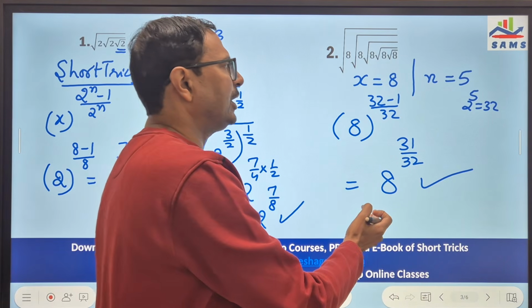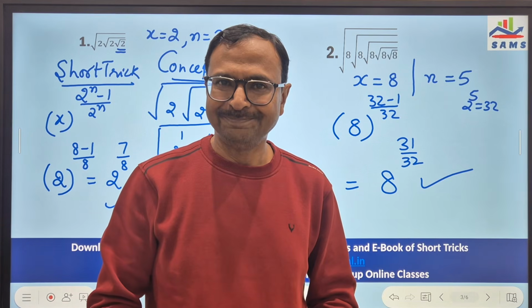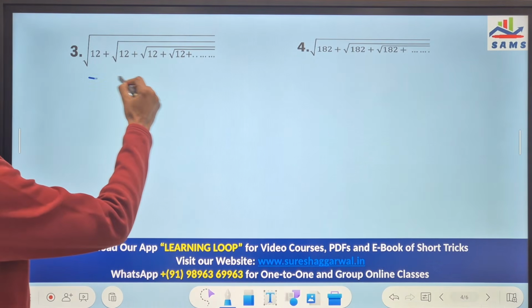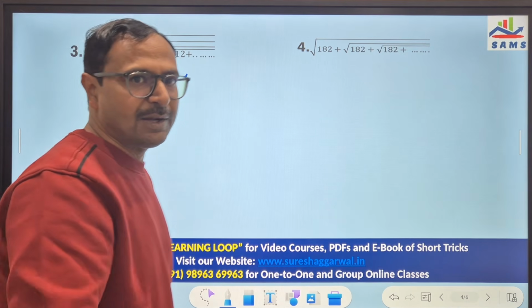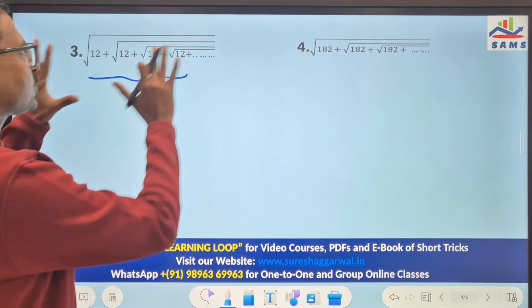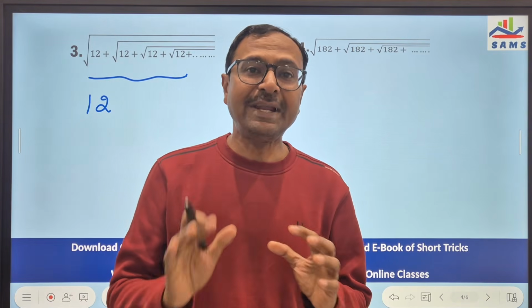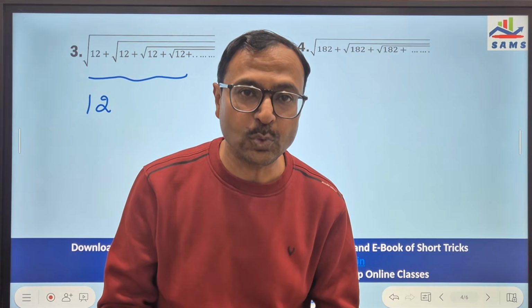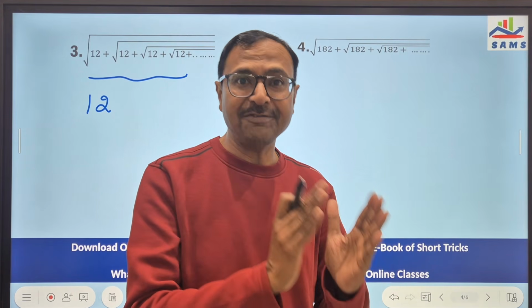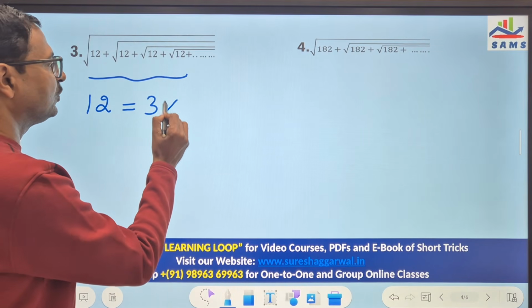And how much time will you take to do this? You don't have to write all these things. You know the trick, you know the answer. Likewise, suppose you have a question where you have a plus sign. So when we have a plus sign, what do we do? We just have to check which number is there inside the square root. Here you have 12, and fortunately for us, we will get only those numbers in the square root which can be expressed as a product of 2 consecutive natural numbers. Like 12 can be written as 3 times 4.